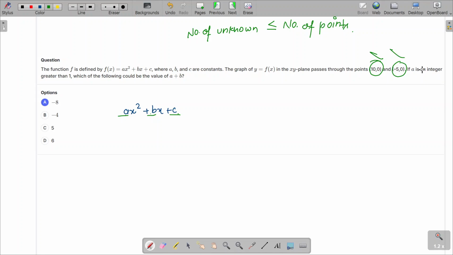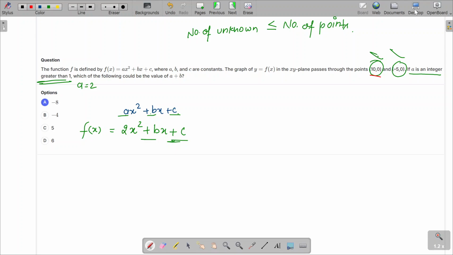Read the question carefully. There is one condition given. A is an integer greater than 1. A could be any value which is greater than 1. Can I say A equals 2? You can say A equals 3 also, but I'll take 2. If I take a smaller number, I have to do a little less calculation. So instead of A, I'll just plug in 2. 2x square plus bx plus c will be my function now. I have two unknowns and 2 points. Can I use regression now? Of course. So let's use it.